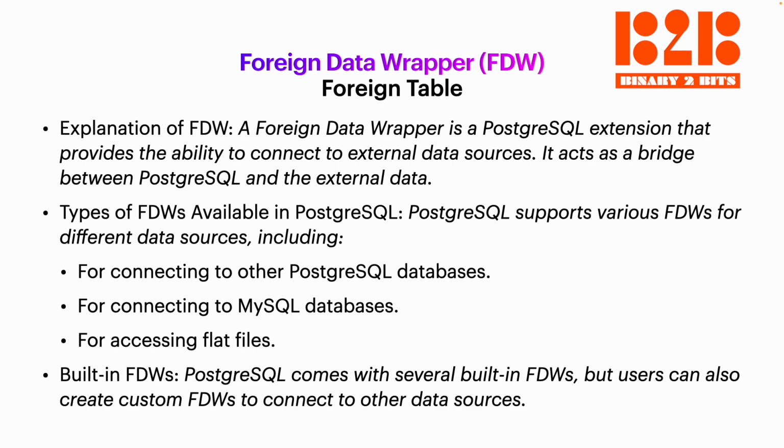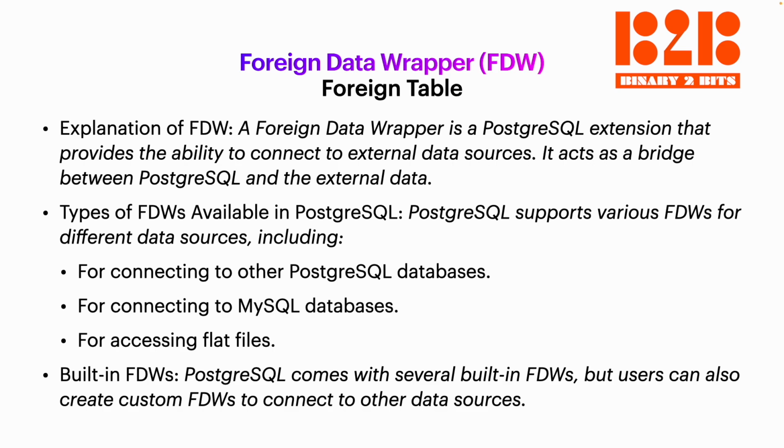The types of foreign data wrappers available in PostgreSQL support various FDWs for different data sources, including connecting to a PostgreSQL database, so we can connect to other PostgreSQL databases also. We can connect to a MySQL database also, and there are wrappers for accessing flat files. So these are the types of foreign data wrappers. PostgreSQL comes with several built-in FDWs, but users can also create a custom FDW to connect to other data sources.